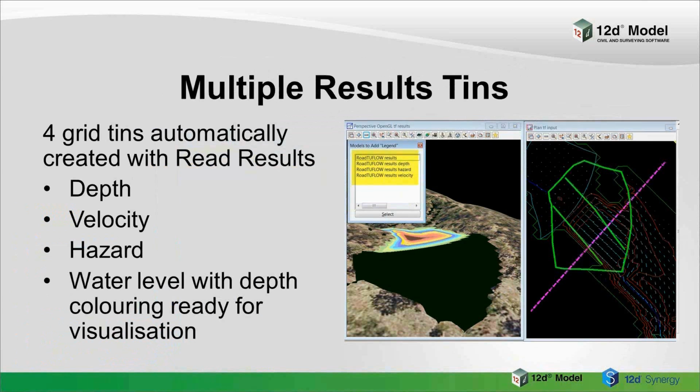As far as the results as well, we automatically create 4 grids now from the results. So you don't have to do anything, we just do it automatically. There's a depth one, the velocity, a hazard, and a water level with depth colouring, ready to do visualization.